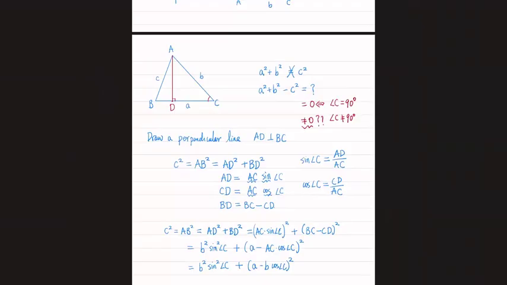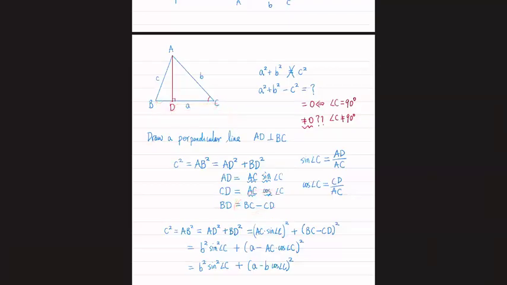So I draw a perpendicular line. Then in this right triangle, I apply the Pythagorean theorem. So AB squared is the summation of these two squares. AB is our side c. Now for AD, we find a formula: AD is AC sine angle C. We find a formula for CD, AC cosine C. Then BD is the difference.